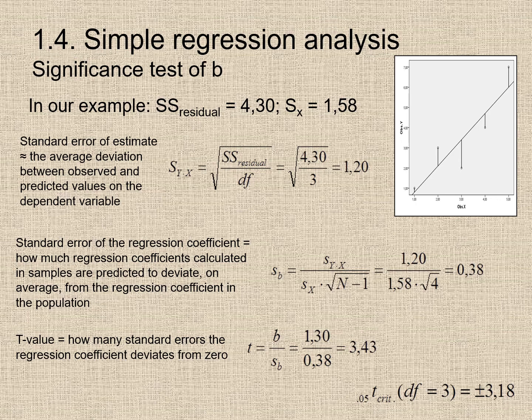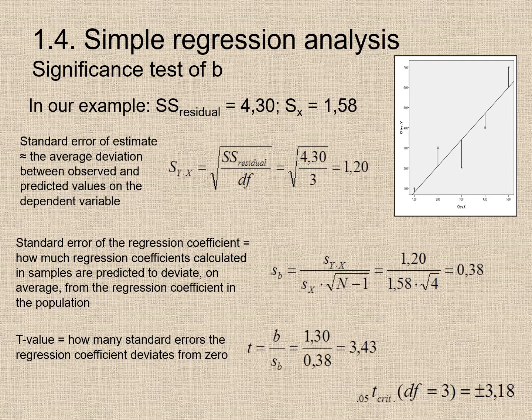Then we take our regression coefficient that we have calculated to be 1.3 before and divide it by the standard error, and we receive a value of 3.4. So where is our regression coefficient 1.3? Where is it located? 3.4 standard errors. Yes. It's located 3.4 standard errors above 0.